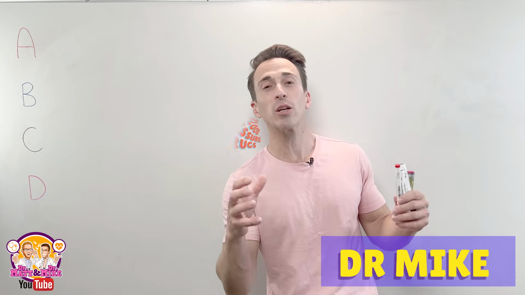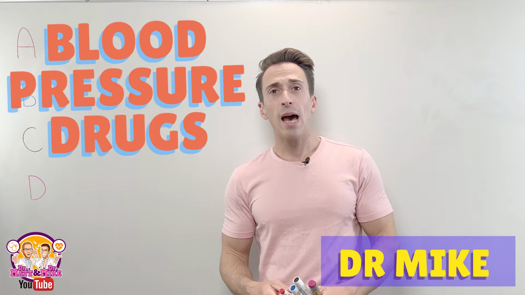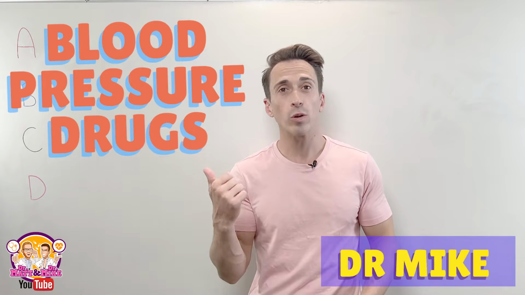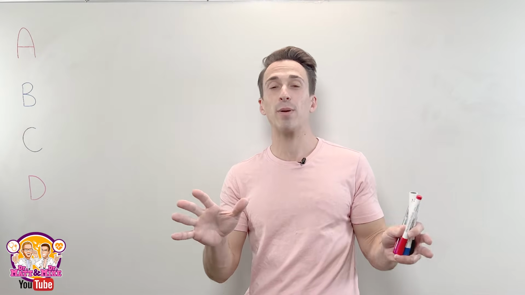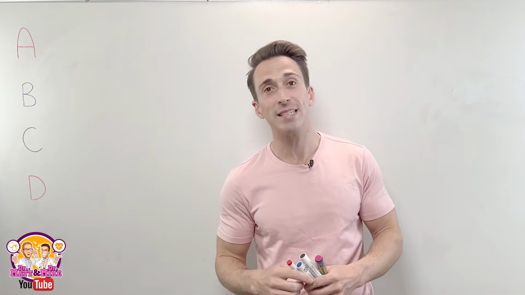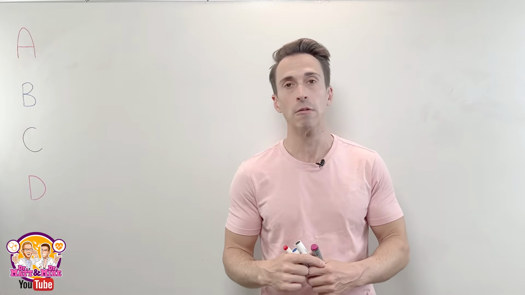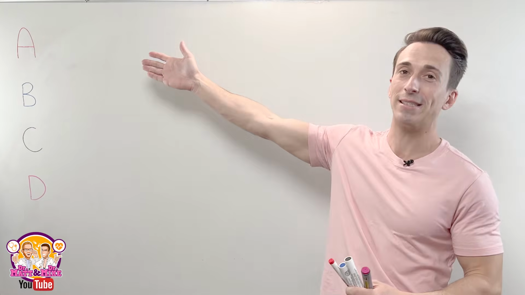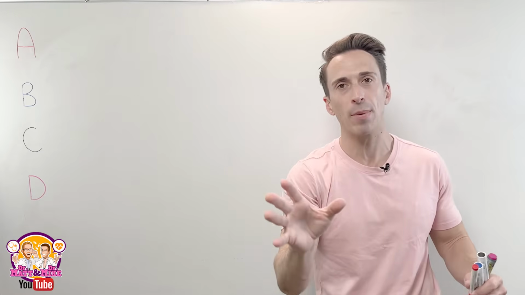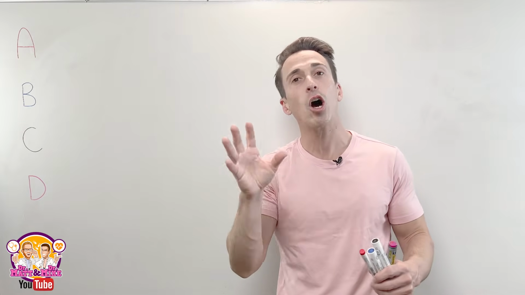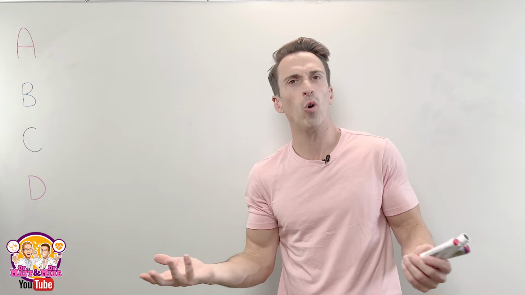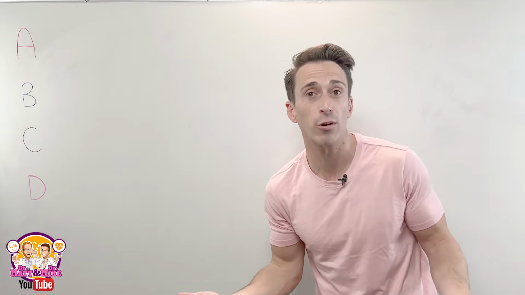In this video, we're taking a look at blood pressure drugs, having a look at what are they and what do they do. So, best place to begin is with the ABCD of BP. Okay, I've drawn up ABCD. This is the easiest way to remember the different types of antihypertensive medications, or generally termed blood pressure drugs.